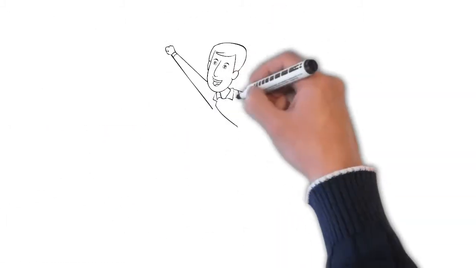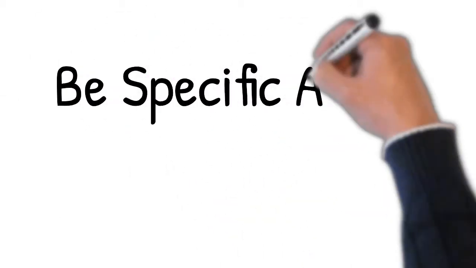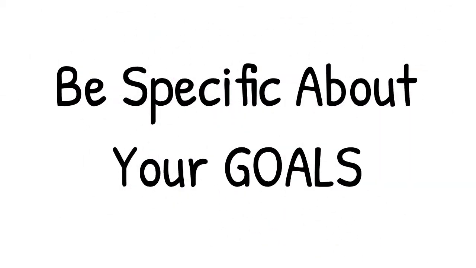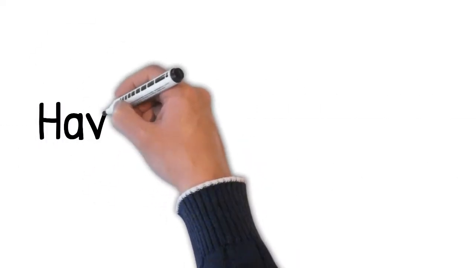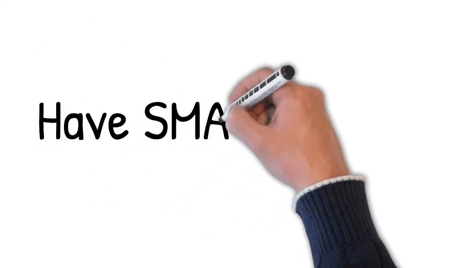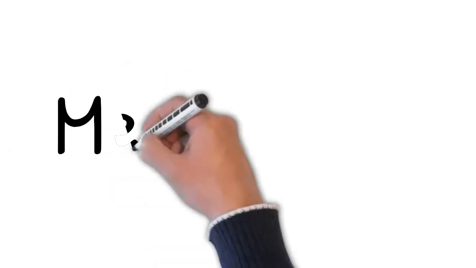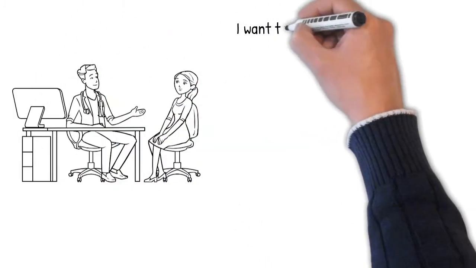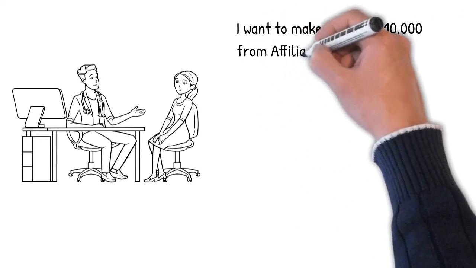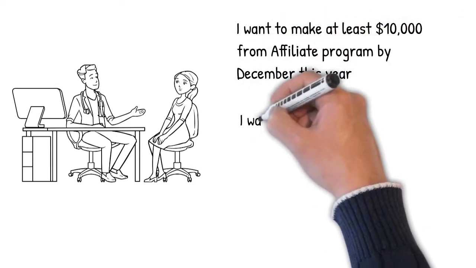If you genuinely want to achieve your goals, you need to be specific about what you want to achieve. You should have SMART goals. That's right, a SMART goal: one that is specific, measurable, achievable, result-focused, and time-bound. Like, I want to make at least $10,000 from an affiliate program by December this year.